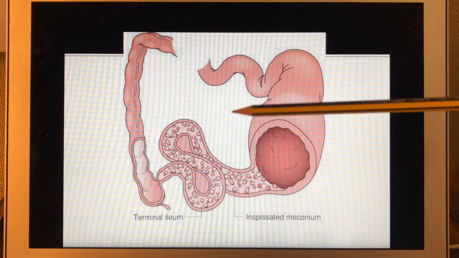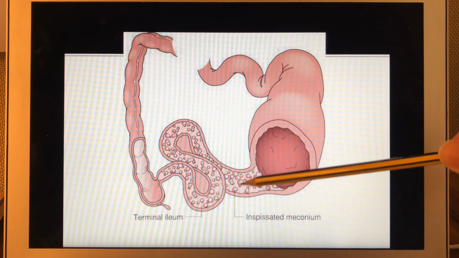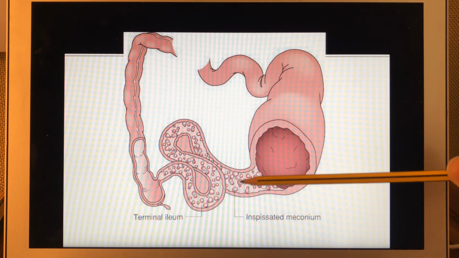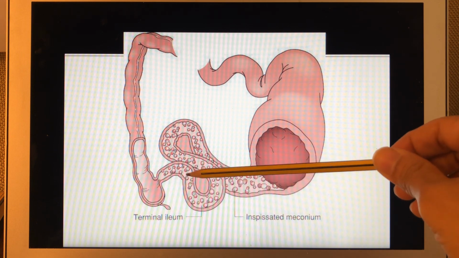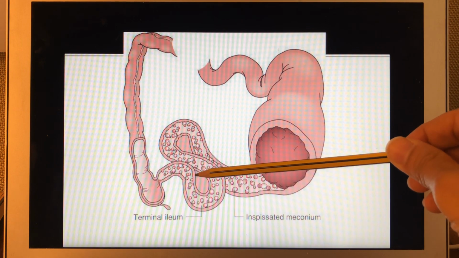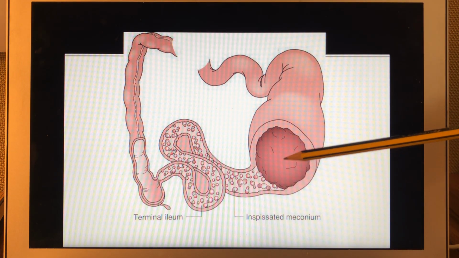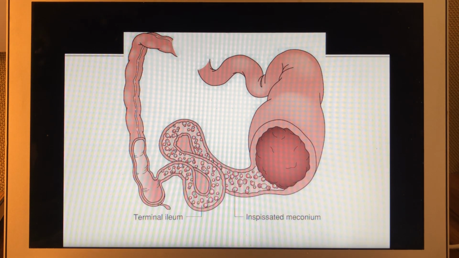This is suggestive of meconium ileus, where the thick meconium is actually occluding the distal small bowel. So when the thick meconium reaches the distal ileum, it becomes stuck there and causes this distal small bowel obstruction. The proximal bowel will be dilated and the baby will have symptoms of vomiting.